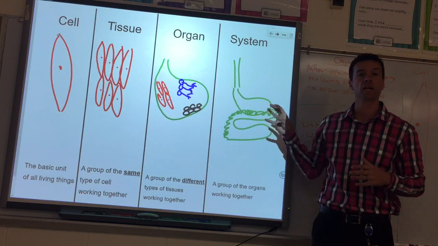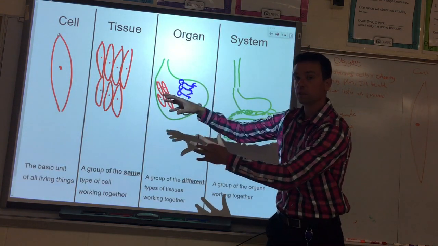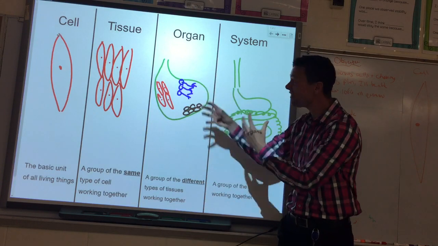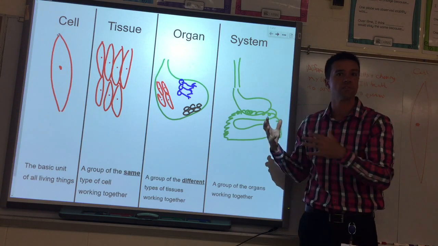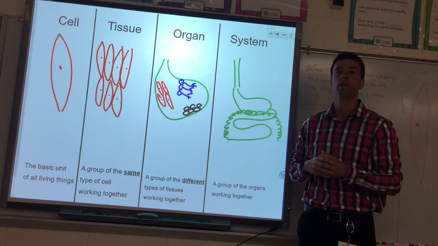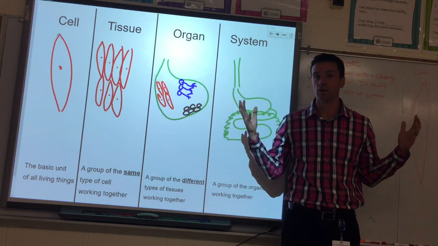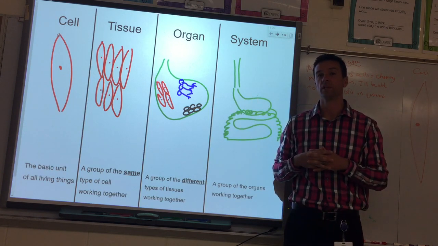So this is how they all connect. Your cell, a bunch of cells make tissue, a bunch of different tissues make your organ, and then you get a bunch of organs working together to make a system. Digestive, circulatory, nervous, and so on. And this is how all our cells ultimately turn into systems.